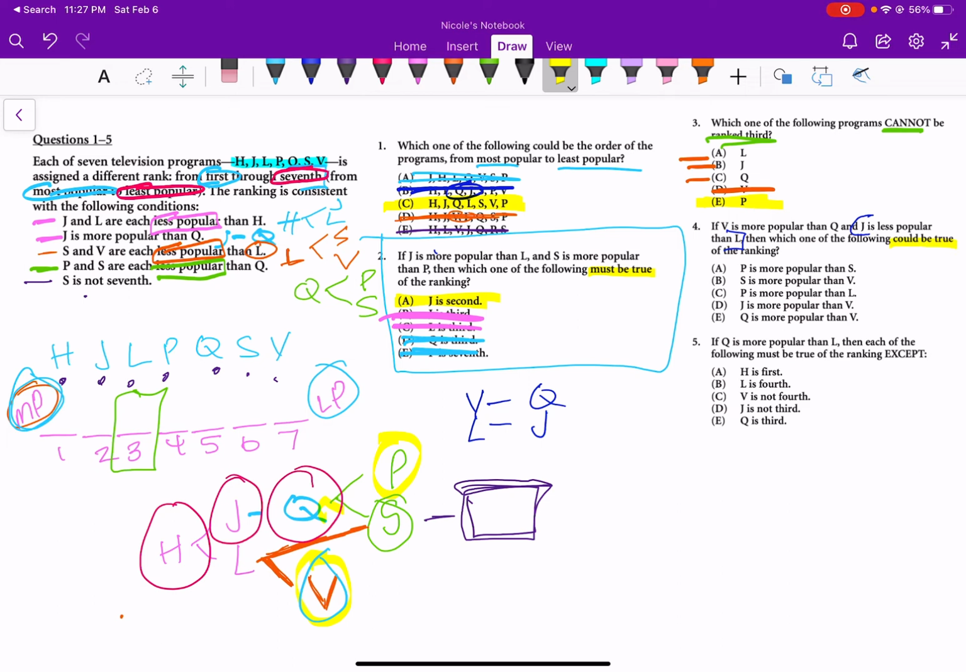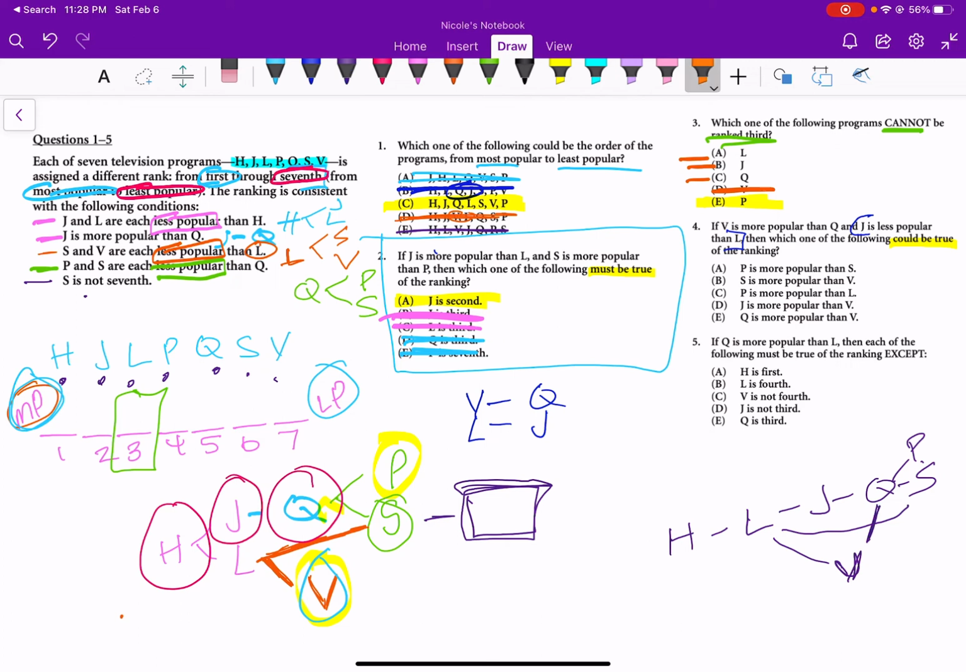So if we were to look at our diagram here and try to fill this in, what we're saying is that the order is H, L, J, and then we have Q, P, and S. But we're also saying that L has to be before S. L has to be before V. And now we're saying that V has to be before Q.